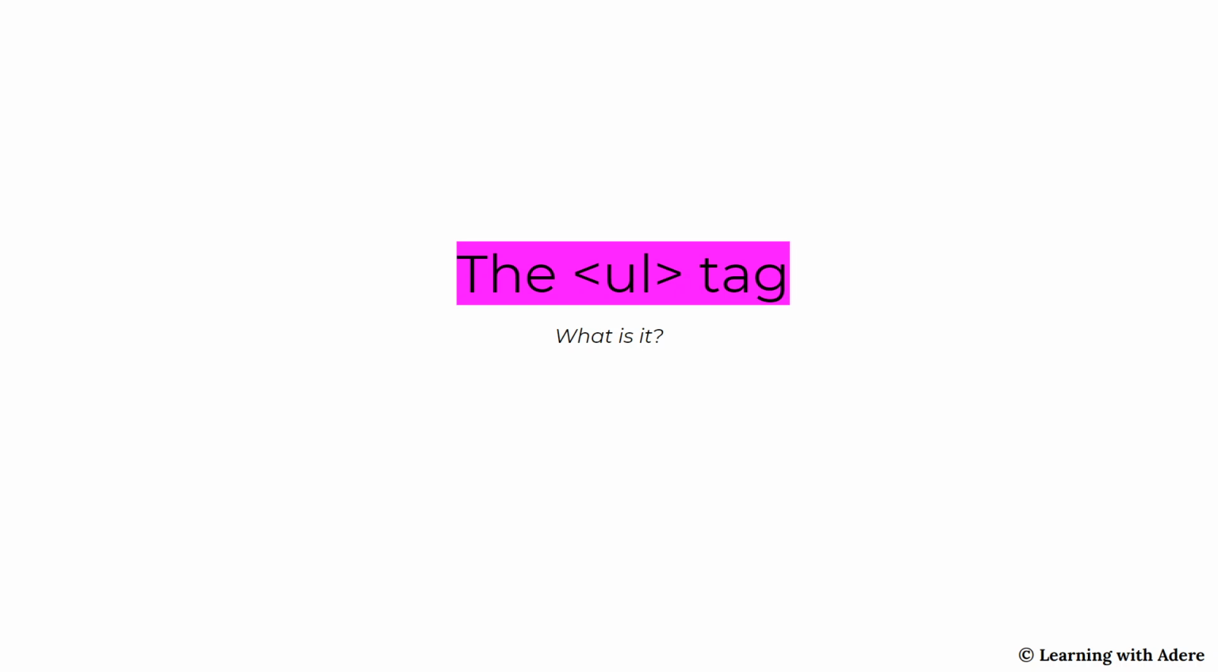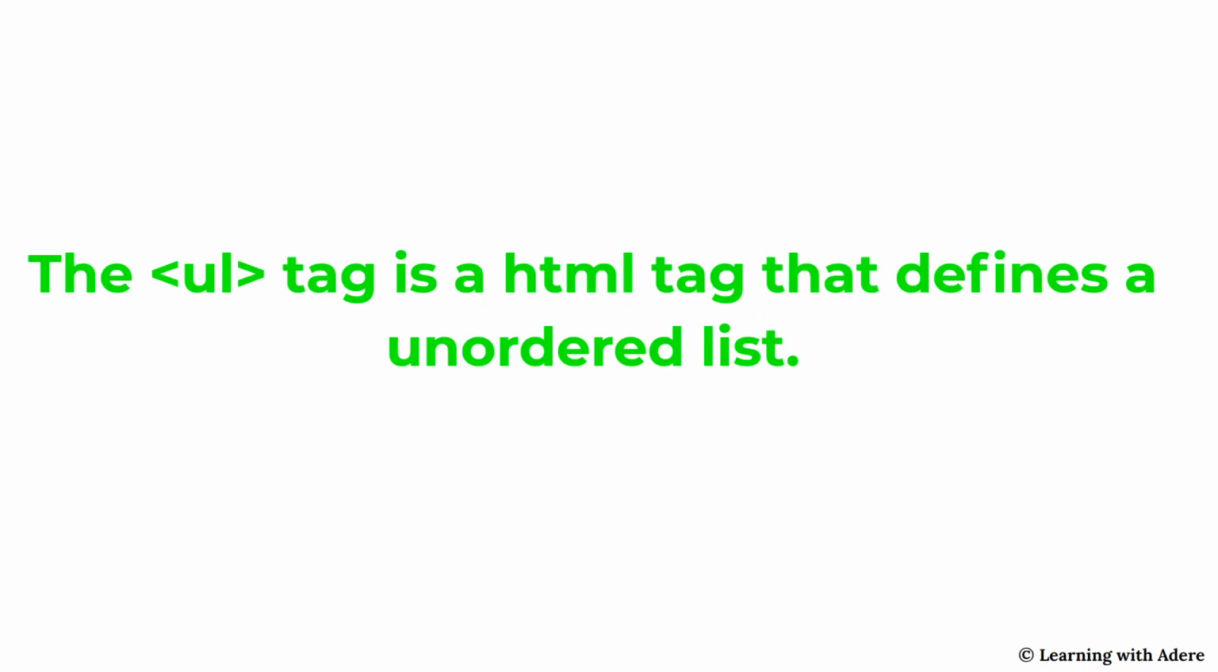So next, the UL tag. For this, you can just tell me what it defines in an HTML document. You can pause the video. We learned this closer to day 1, so no problem if you don't remember. Okay, so the UL tag defines an unordered list within HTML.